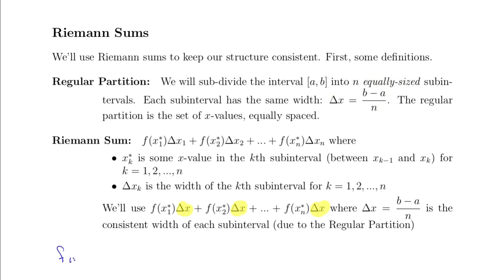We found f of x1 star times delta x. That was the area of our first rectangle. f of x2 star times delta x. That was the area of our second rectangle. f of x3 star times delta x. There was the area of our third rectangle. And since we used 4 rectangles, we have this fourth term, where again, each of these were these areas that we called A1, A2, A3, and A4. So a Riemann sum is just a structured way of doing this. The nice thing is that there are a bunch of good results for Riemann sums that we'll use later on.